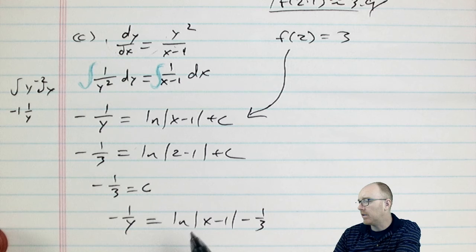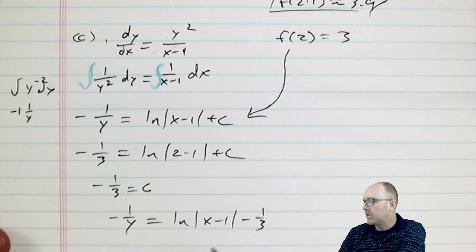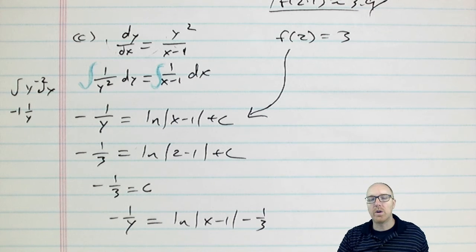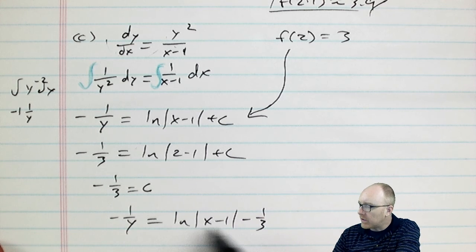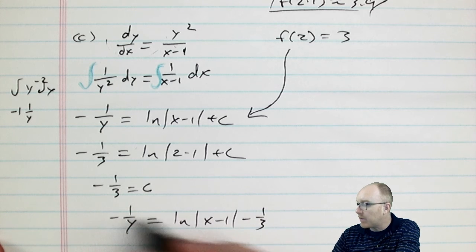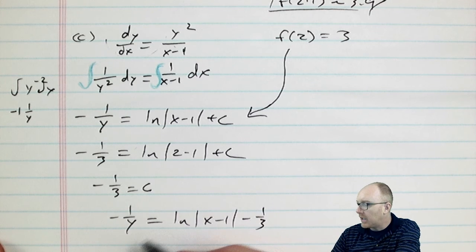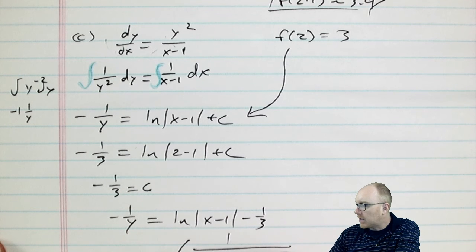And I think this would give us full credit. I wonder if they want you to solve for y. If you did want to solve for y, you could do that. You just have to flip this. All this would go in the denominator. So you could write something like multiplying by negative 1 and then flipping, and it would be something like this: natural log of x minus 1 minus 1/3.